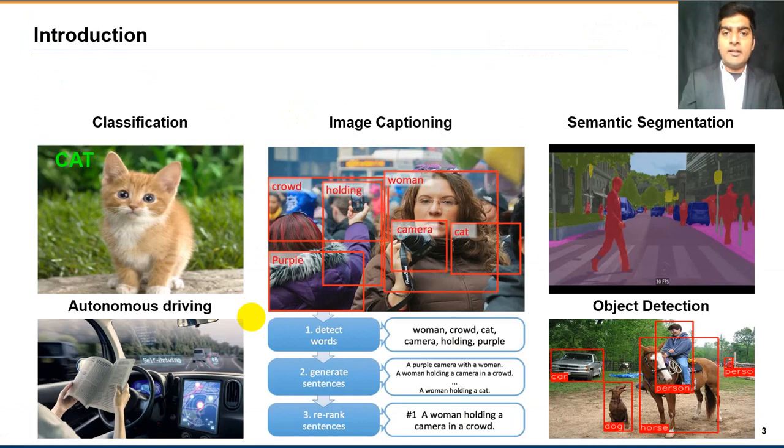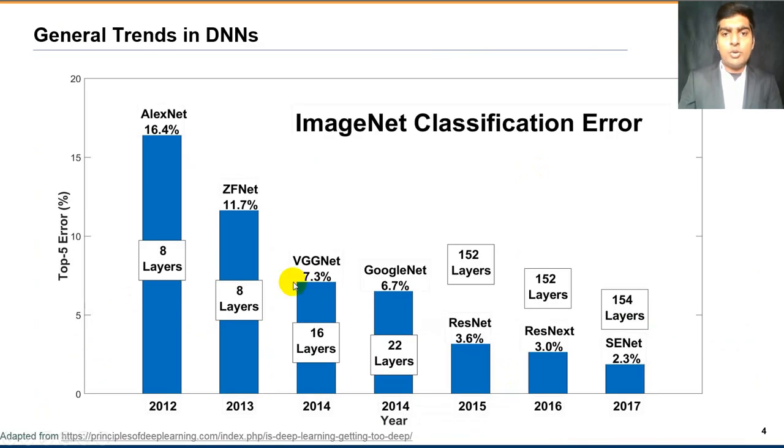Over the past decade, deep neural networks have achieved remarkable success by providing state-of-the-art accuracy in several challenging computer vision tasks such as image classification, image captioning, semantic segmentation, object recognition, and autonomous driving. This slide is showing you image classification error for some of the prominent deep learning architectures.